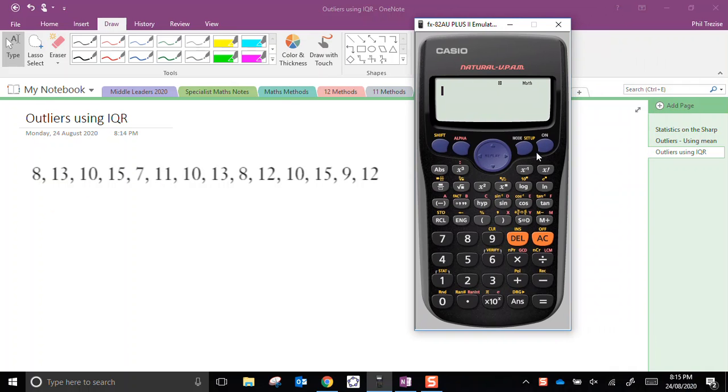Now I'm going to go straight into stats mode, one variable, and I'll be entering my data. So this will be slightly tedious. Feel free to skip ahead until the end of the data entry.